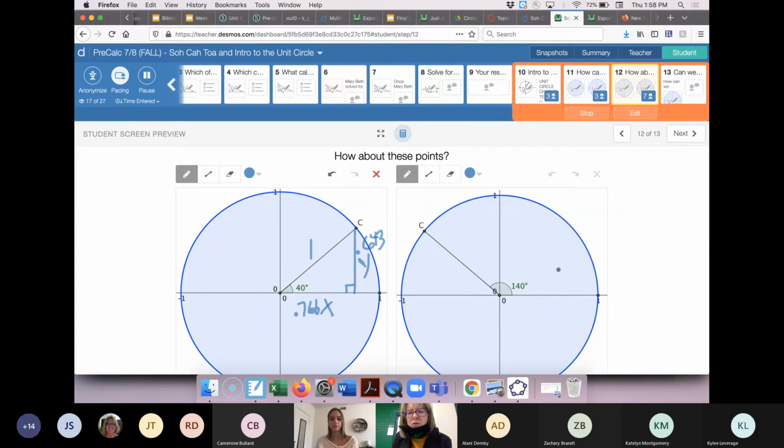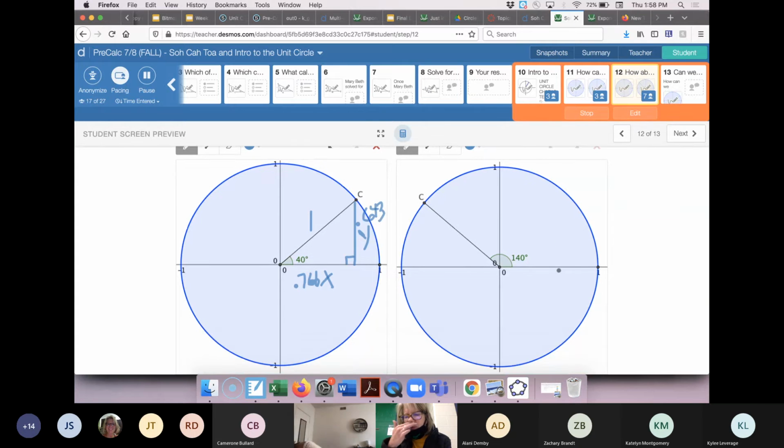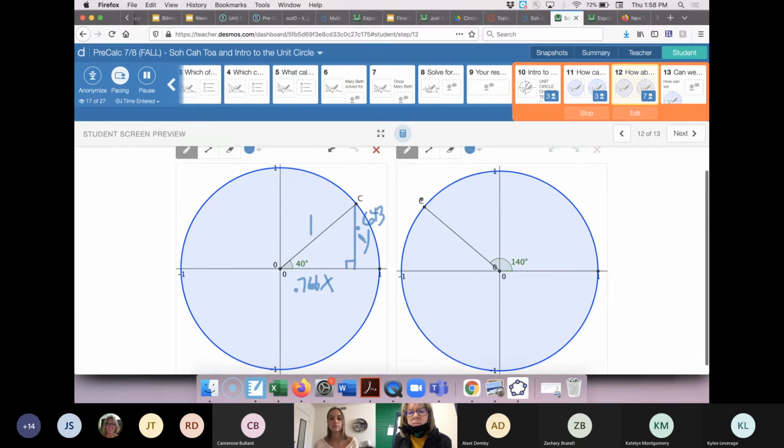How do you think we could use this information to help us find the coordinates of point C that's on this circle on the right? So we rotated 140 degrees, and I want to know the coordinates of this point right here. Any thoughts?